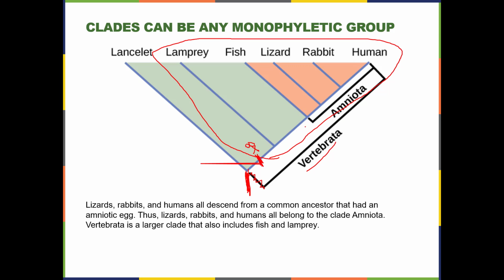The appearance of the amniotic egg, again, should be right here. Fish don't have an amniotic egg, so it should be right here. Then if you cut this here, then what would fall off, lizard, rabbit, and human, would all be part of the monophyletic group called the amniotes. All right.